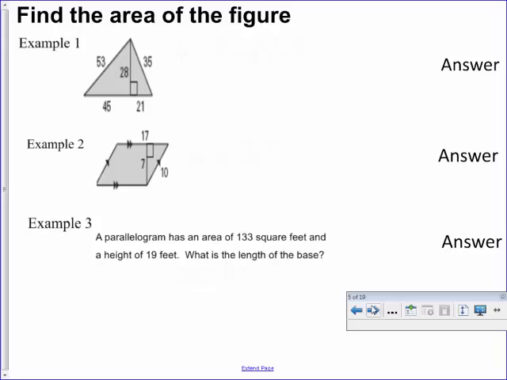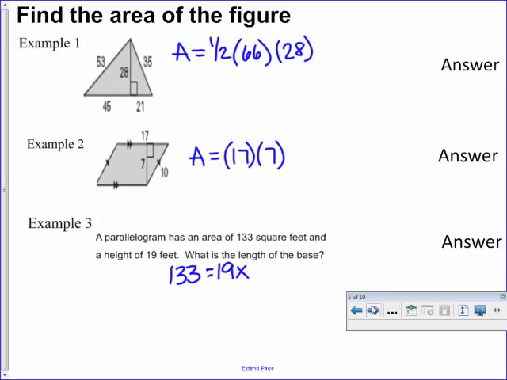So go ahead and see if you can do these three. I'll show you guys what numbers to plug in and then go over the answers. For the triangles, or for the first one is a triangle, you have to add up 45 and 21 to give you the base of 66 times the height 28. So you should have gotten your answer to be 924.